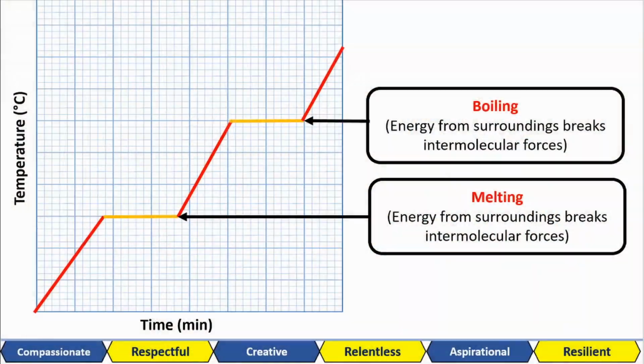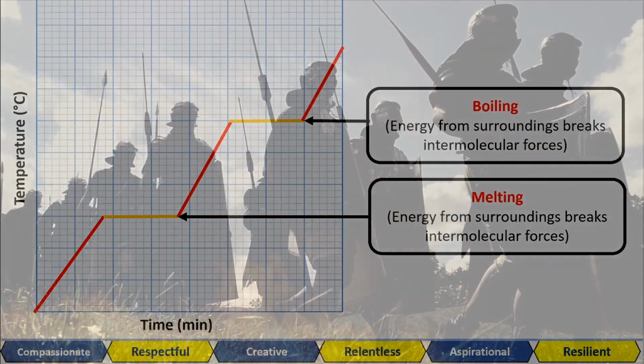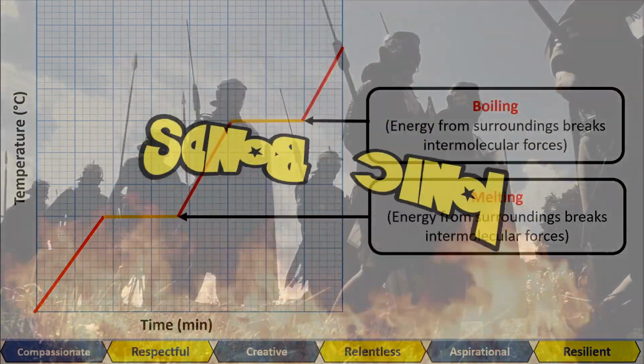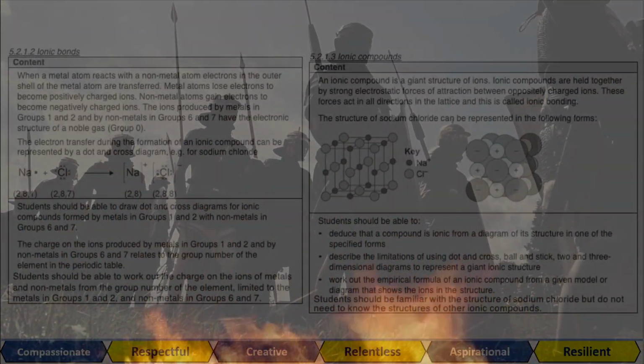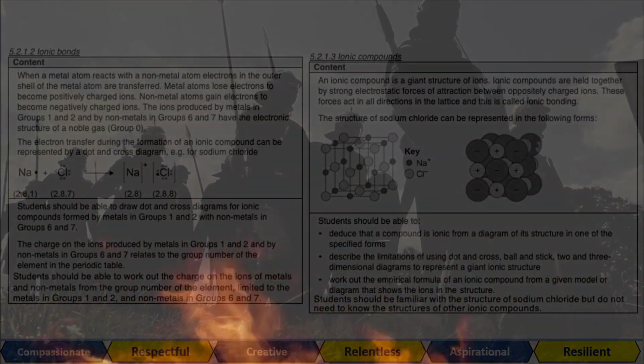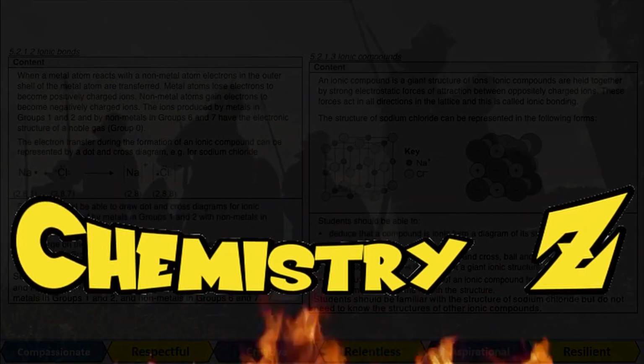But now, our heroes have encountered the deadliest concept thus far: ionic bonds. Will our heroes be able to pattern the dot and cross diagrams? Find out in today's episode of Chemistry Z.